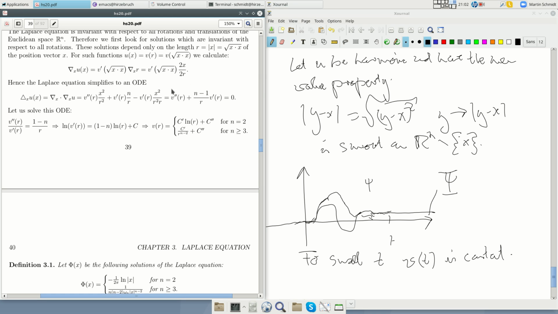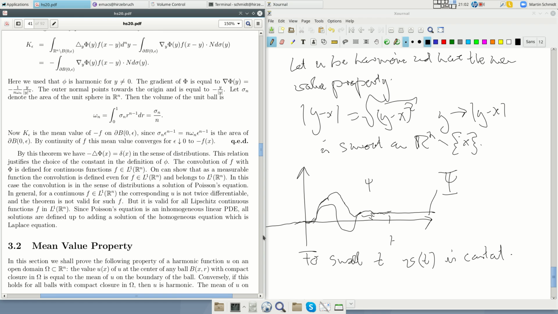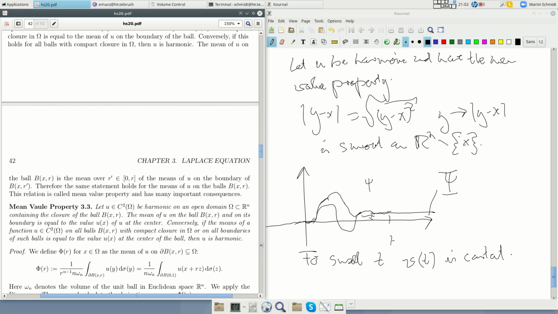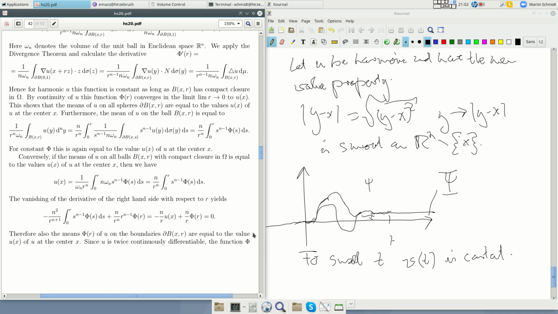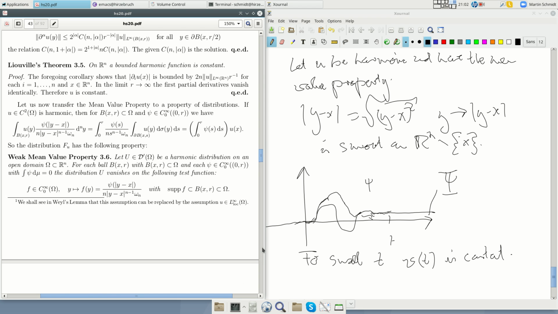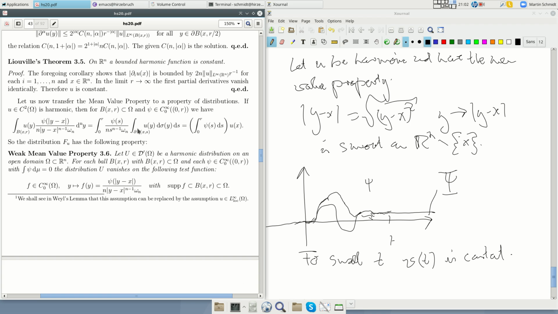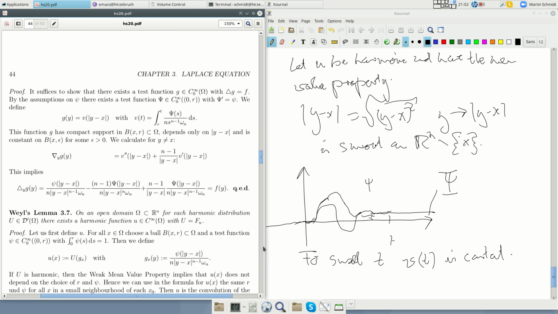We calculated this. And this is not only true if it's the distance to 0. By translation invariance, the same holds if it's the distance to any arbitrary point, which we here choose as x. So we have that the Laplacian of g is this expression.